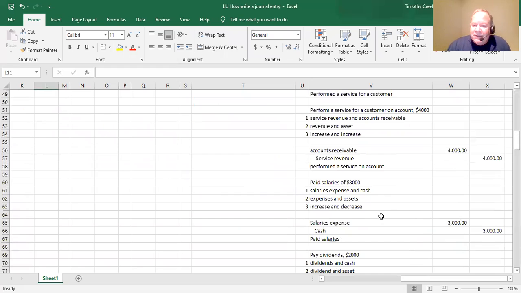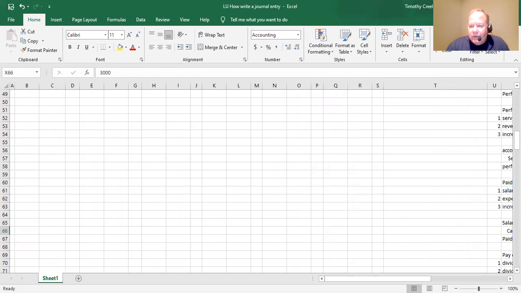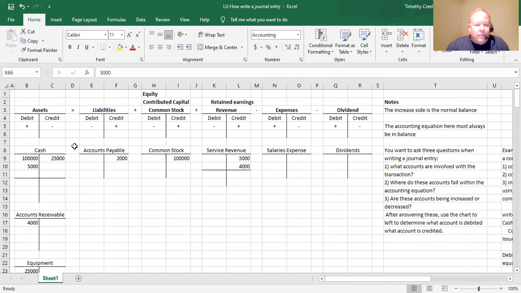Let's pay some expenses now. So we're recording some expenses. So we paid salaries of 3,000. So that would be a debit to salaries expense for 3,000 and a credit to cash for $3,000. So we would go over here, and that would be a credit to cash for 3,000 and a debit to salaries expense for 3,000.